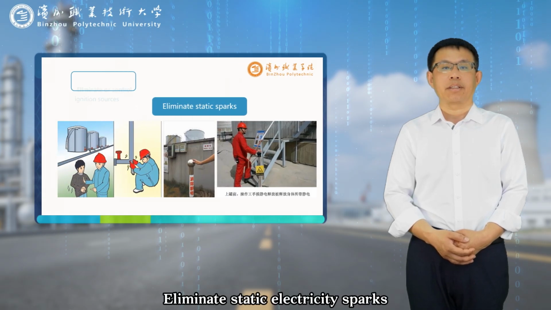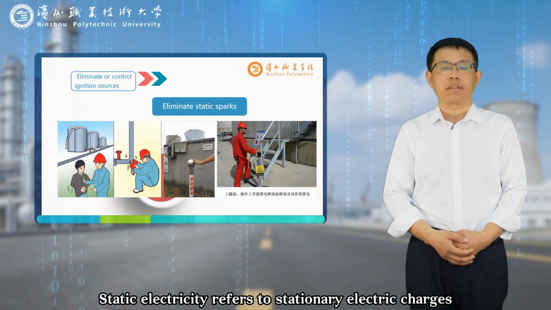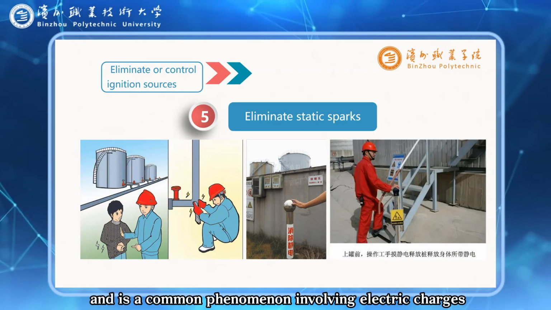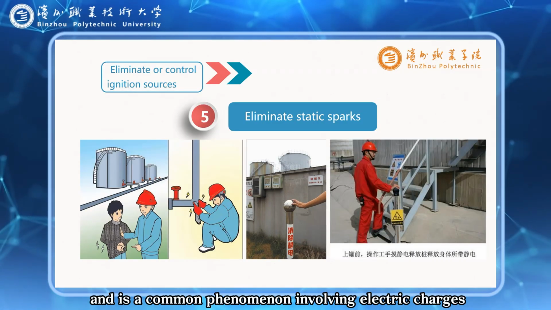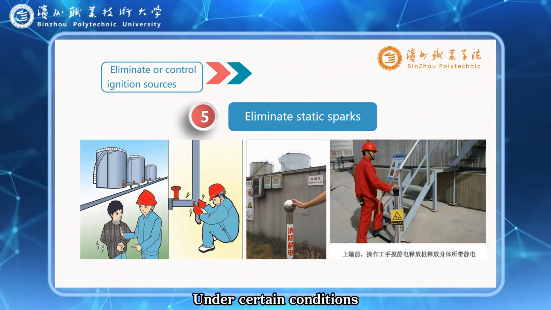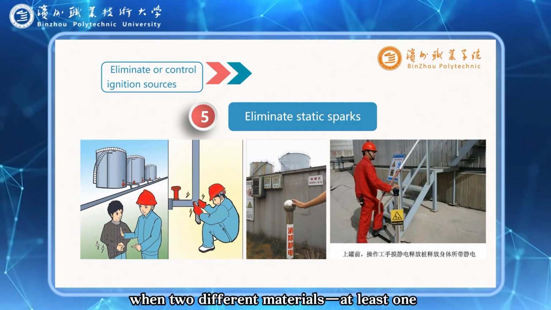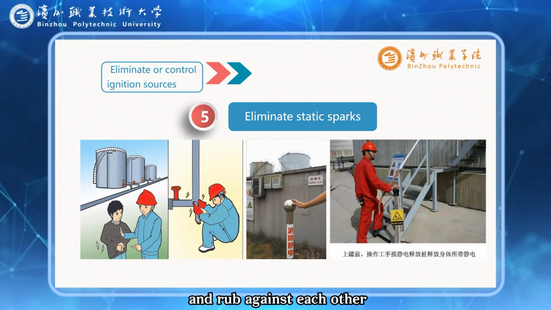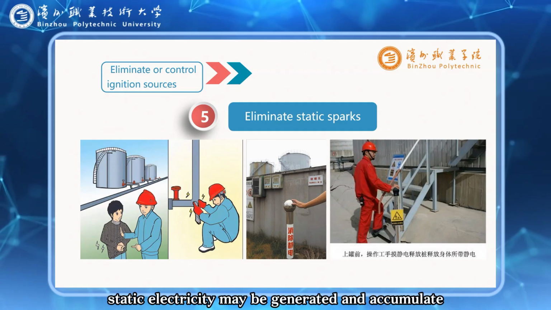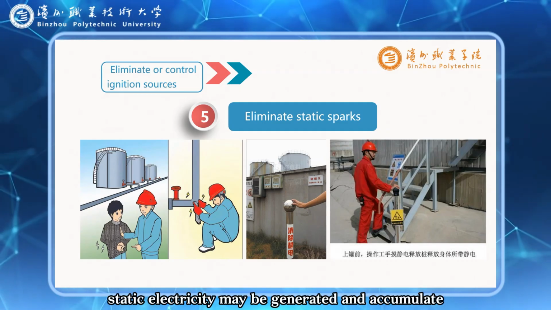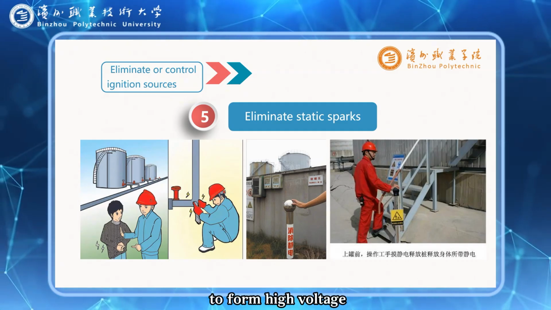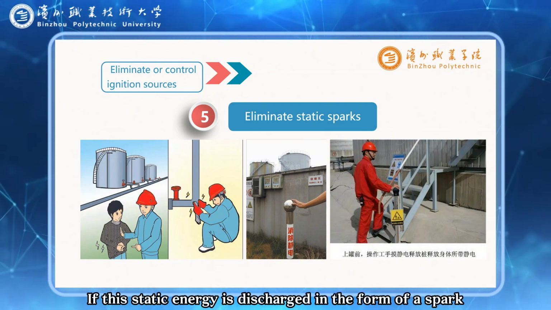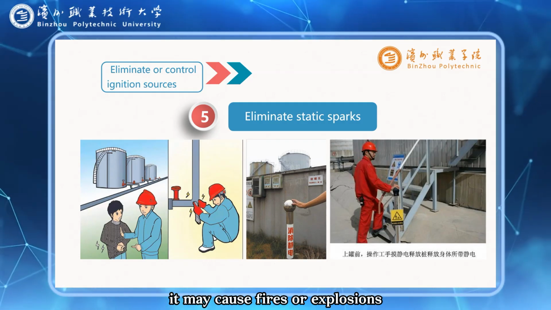Fifth, eliminate static electricity sparks. Static electricity refers to stationary electric charges and is a common phenomenon involving electric charges. Under certain conditions, when two different materials, at least one of which is a dielectric, come into contact and rub against each other, static electricity may be generated and accumulate to form high voltage. If this static energy is discharged in the form of a spark, it may cause fires or explosions.